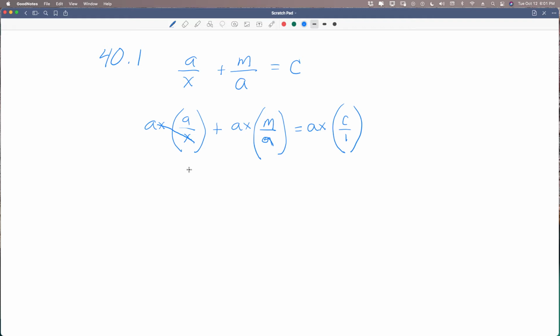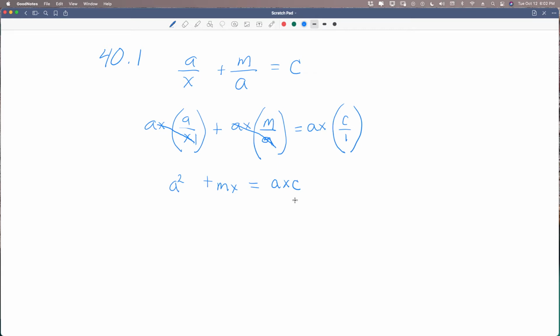These two factors cancel out. And so we're left with a times a. So that's going to be a squared. Because this, when it cancels, this is what's left behind is a 1. It becomes a 1. Same thing here. The a's cancel out, and we're left with mx. And then here we have ax times c, that becomes axc. All right, so that is the canceled denominators.